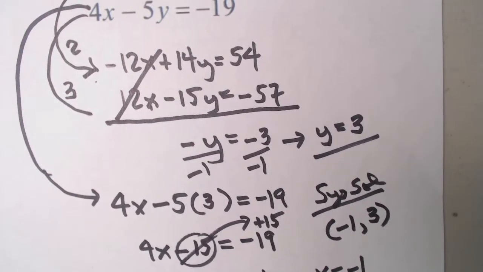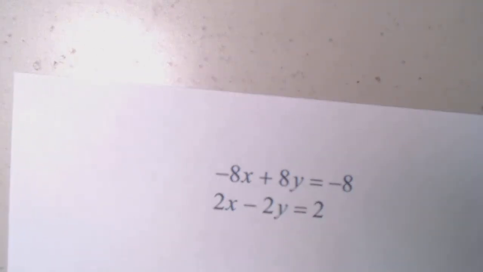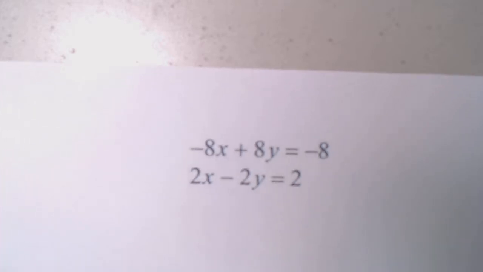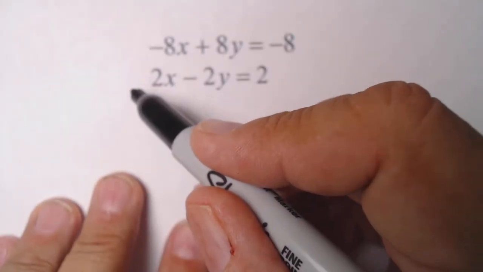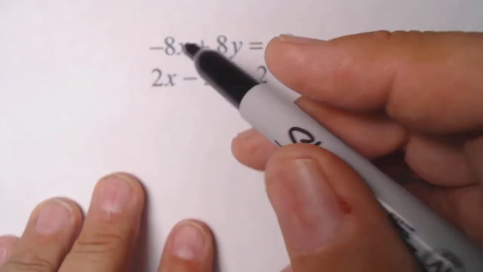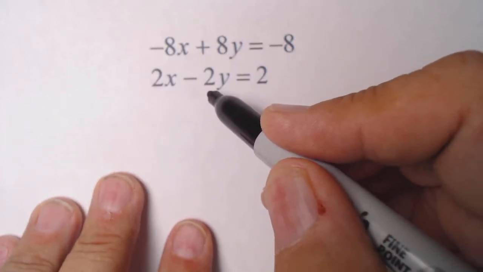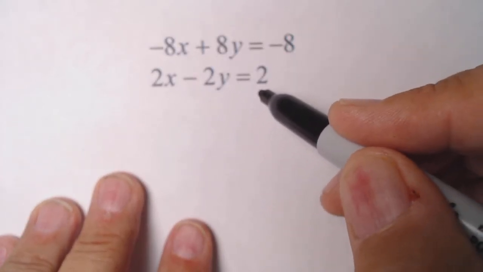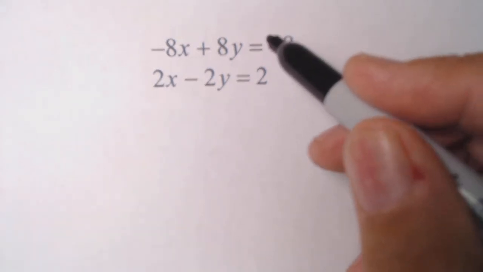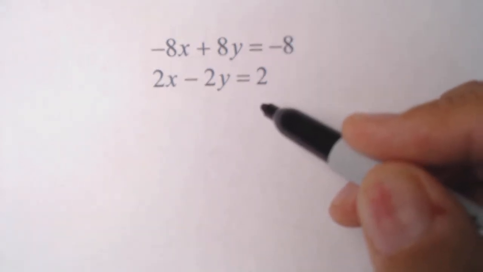Okay, let's now take a look at another example here. Oh, you could probably see trouble coming on this one. Okay, this is what you look for. Notice there's a common ratio between these. If I multiply this second equation by negative 4, negative plus 2 times negative 4 is negative 8x. Negative 2 times negative 4 is plus 8y. Negative 4 times 2 is negative 8. These are the same equations. This is going to be an on top of case.